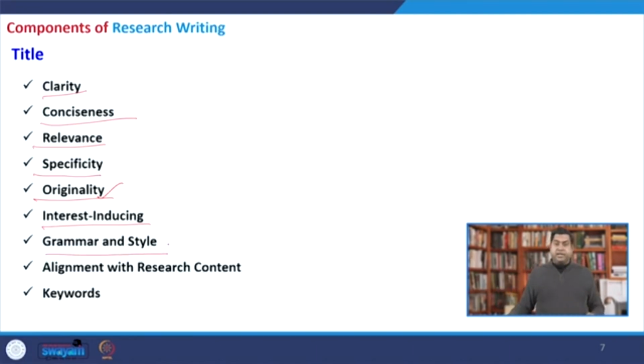Grammar and style are very important, because the paper will go to the international community, so you have to follow and maintain consistency. You may follow British English or American English, these are the two common languages we write in, but there can be some local languages in local journals, so the consistency should be maintained.